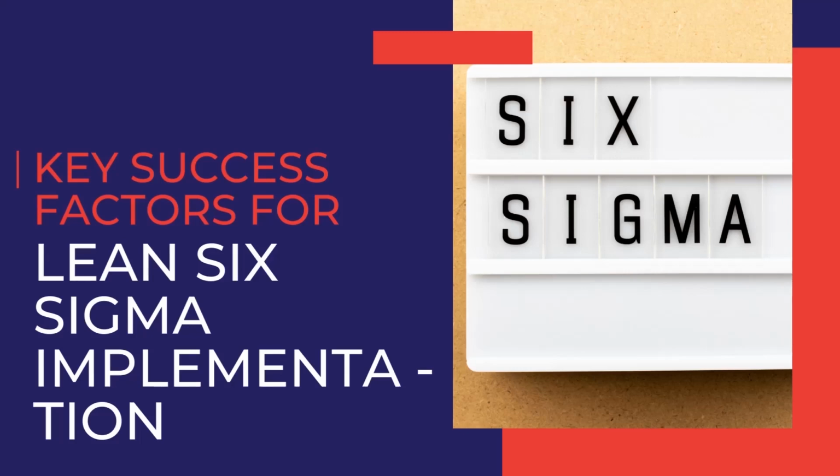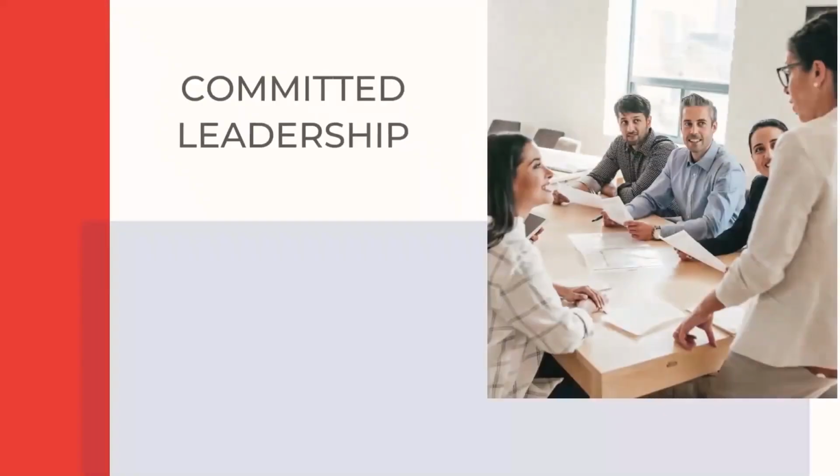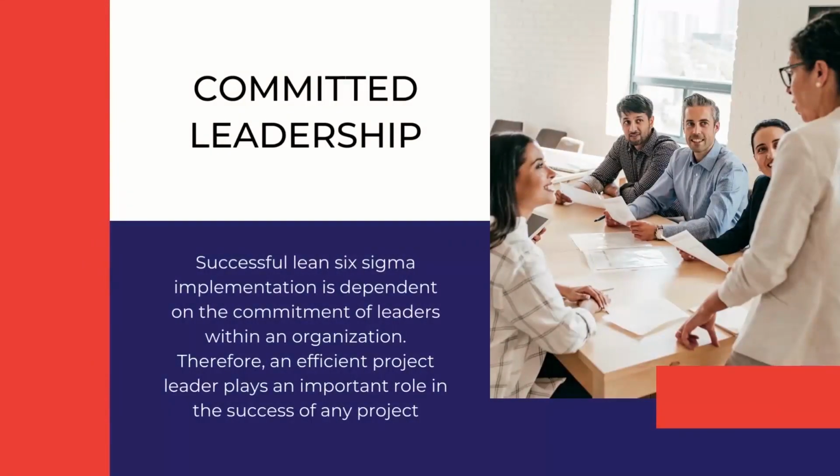Following are some of the key success factors for the implementation of Lean Six Sigma. First is committed leadership. Successful Lean Six Sigma implementation is dependent on the commitment of leaders within an organization. Therefore, an efficient project leader plays an important role in the success of any project. It is the responsibility of the project leaders to prioritize all business activities in the right structure. Furthermore, they have to ensure that all the resources are available to the team to start the production process.